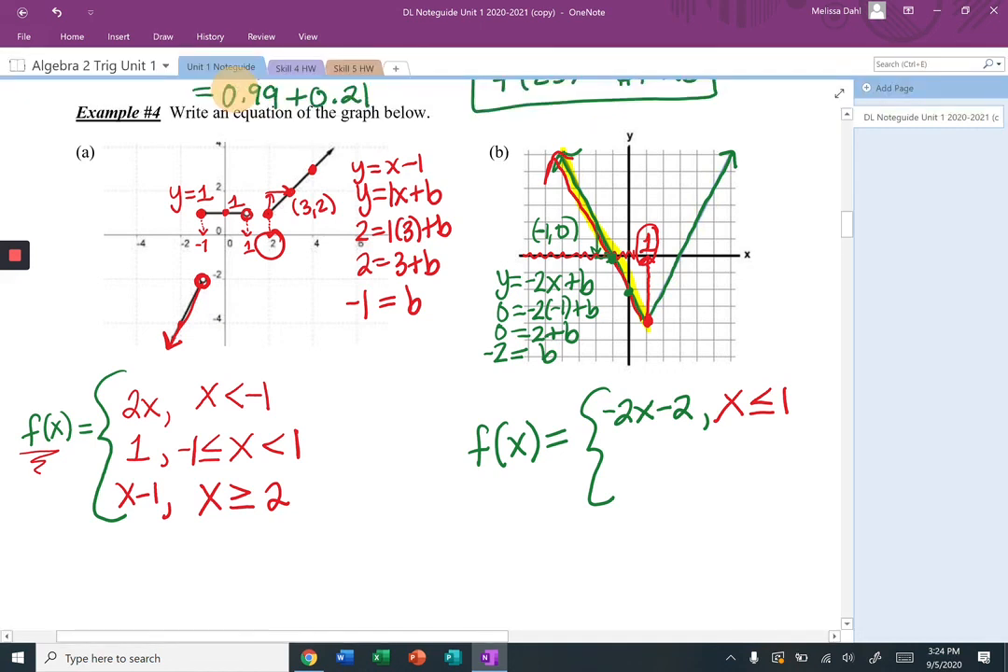I'm now going to do the same thing for the other side, or the other piece of the function. So for this one, they're so similar. They're like mirror images of each other. It also has a slope of 2. But this has a positive slope of 2.